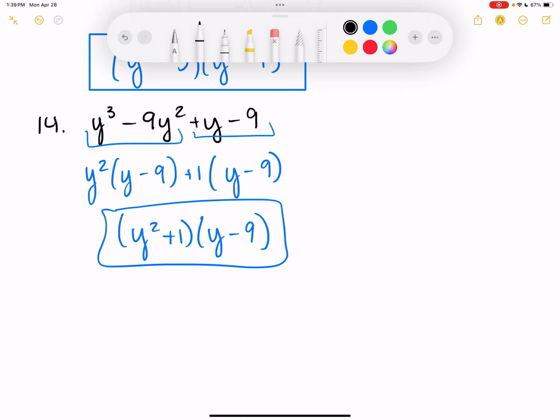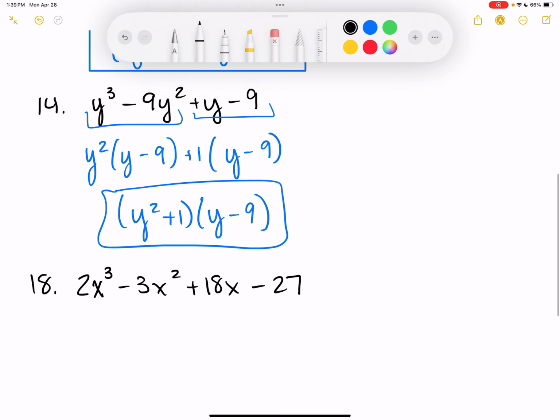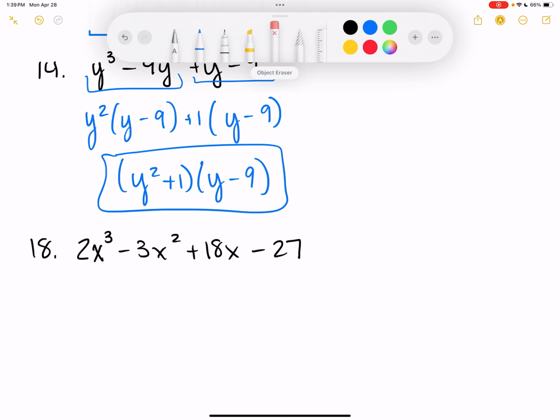Let's see, 18. I'm changing the variable because they're using s and it's confusing. 2x cubed minus 3x squared plus 18x minus 27. So I'm grouping the first two, last two. What can I take out of these first two? x squared. And so that leaves me with 2x minus 3.